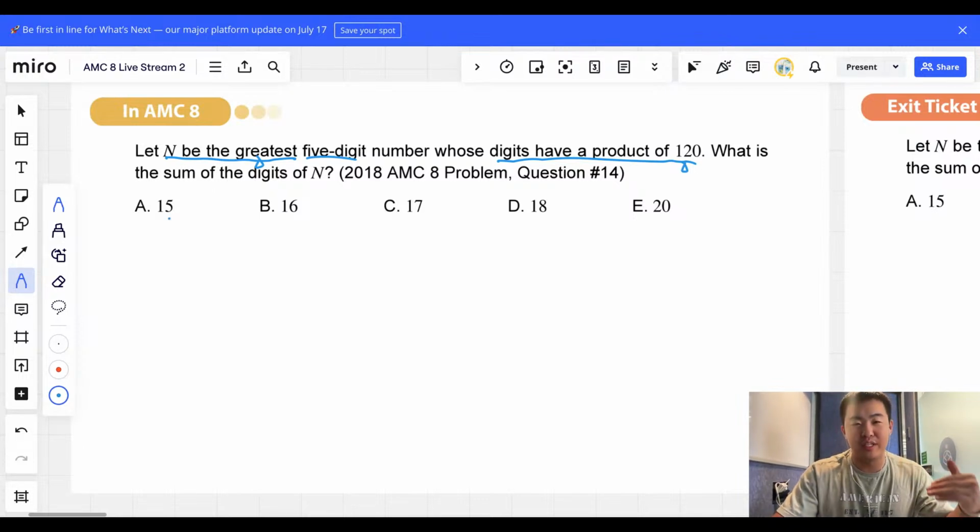When you see a problem like this, you will first try to do the factorization, because we're asking for a product of 120. So naturally, we want to know what numbers are multiplied together. I will put 1 here for the first step. That's performing factorization.